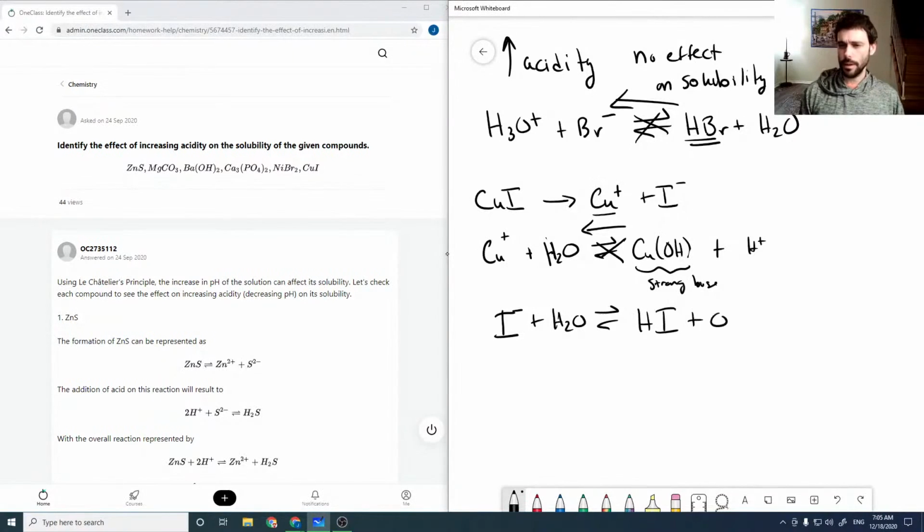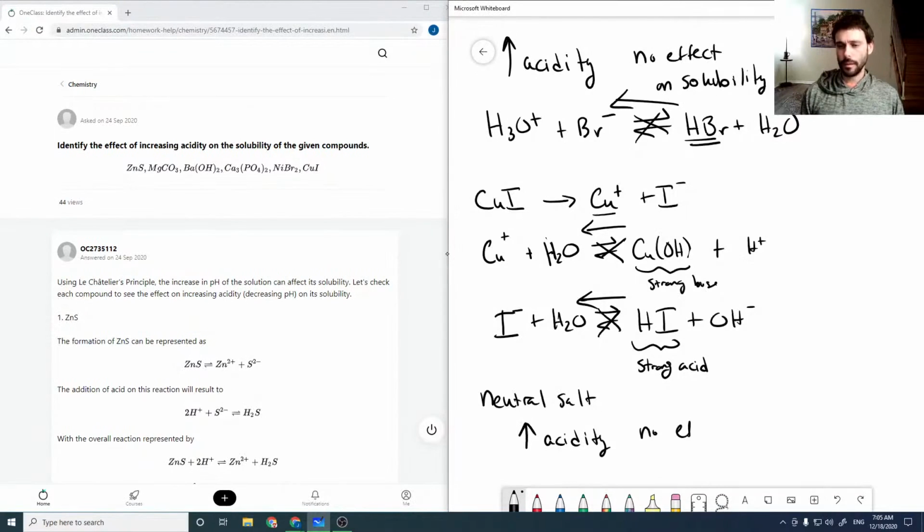It's going to give us HI plus OH minus. That's a strong acid though, so it's not going to go both ways. It's just going to go backwards. And so this is a neutral salt, which means that increasing our acidity will have no effect on solubility. Okay, so basically, if we look, for our first four, increasing our acidity would increase our solubility, but for the latter two, increasing our acidity should have no effect.